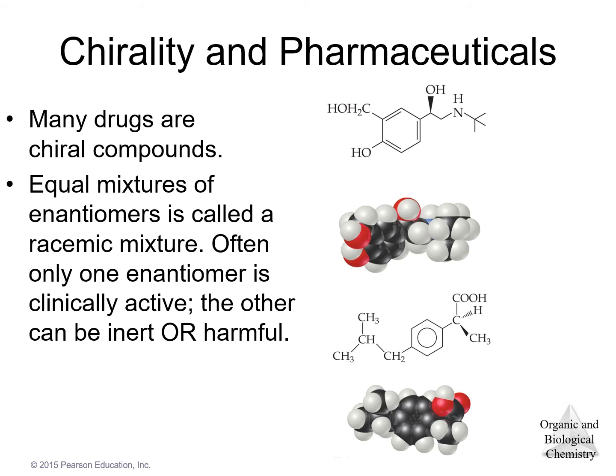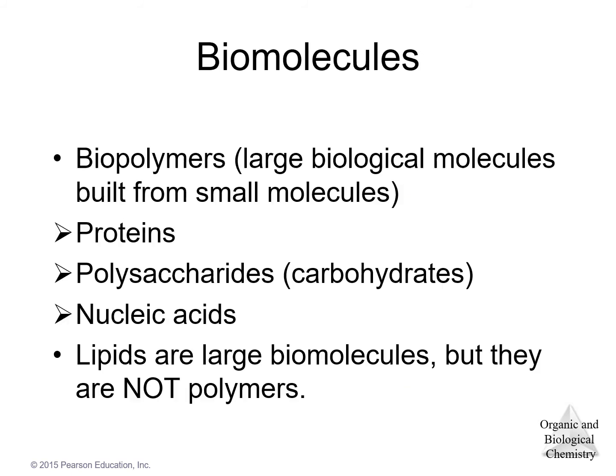Now, many drugs that are used are chiral compounds that have an equal mixture of enantiomers called a racemic mixture. Often only one enantiomer is clinically active. The other one can be inert or can be harmful. And we talk about a lot of that in organic chem because when it comes to certain drugs like acetaminophen, acetaminophen in an S configuration can be good for you, but if you take it in the R configuration, that one is poisonous and toxic to you. There are different examples of that.